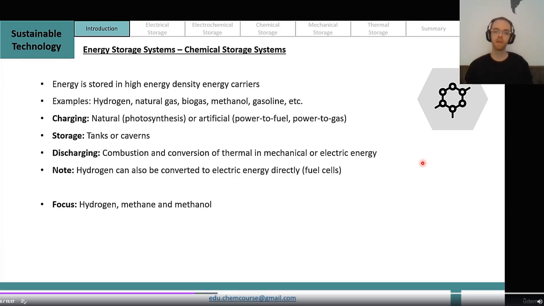The storage of these chemical energy carriers can usually be done in tanks or in caverns, and they can be discharged typically by combustion and by conversion of thermal into mechanical or electric energy. Notice here that this combustion always has an extra step. Usually you combust it, you get thermal energy, and this thermal energy you then convert into mechanical or electrical energy if you think about a car. However, hydrogen, for example, is an exception here because the hydrogen can be converted directly into electric energy using fuel cells. This is something we will also cover later when we are in the chapter of chemical storage. The focus in this course here will be on hydrogen, on methane, and on methanol production.